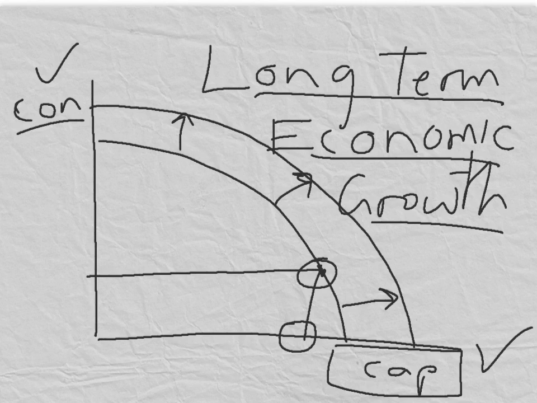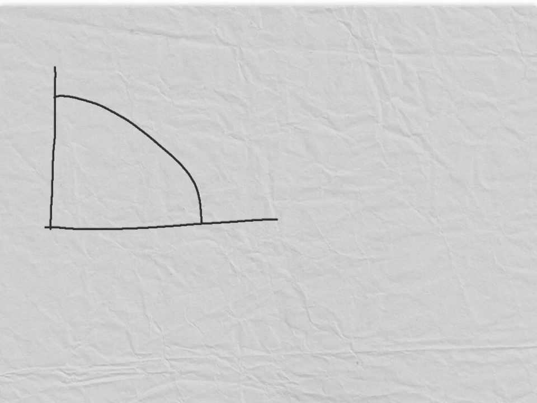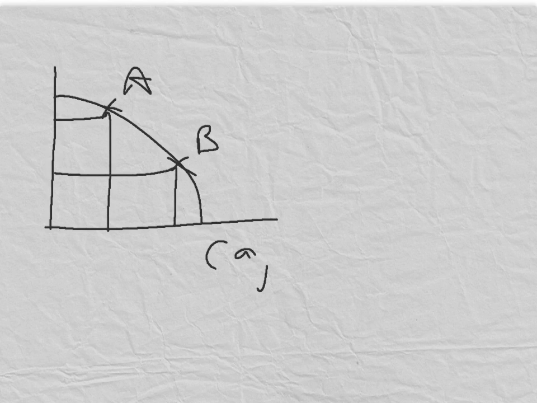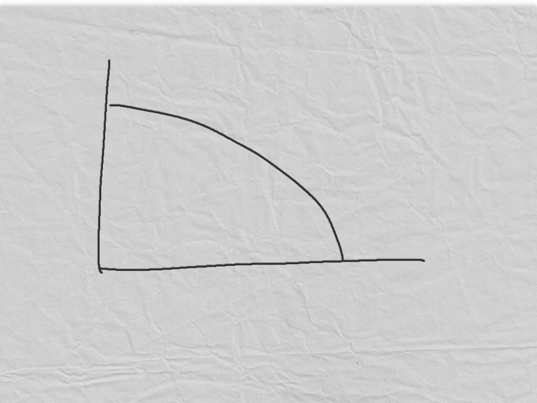So, there are many concepts that we can illustrate using the PPF. First of all, we can illustrate the concept of opportunity cost. By moving from point A to point B on the PPF, we suffer an opportunity cost. Although we increase our capital good production, we do this by giving up the consumer goods, and that is the opportunity cost.